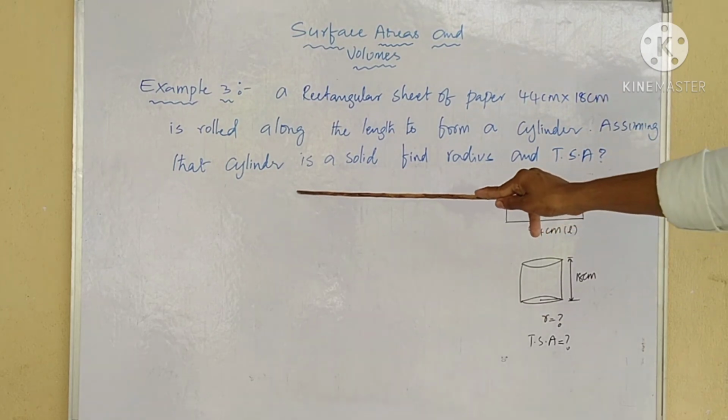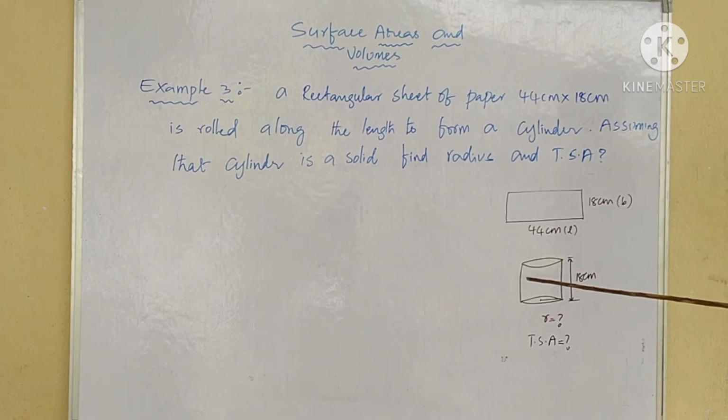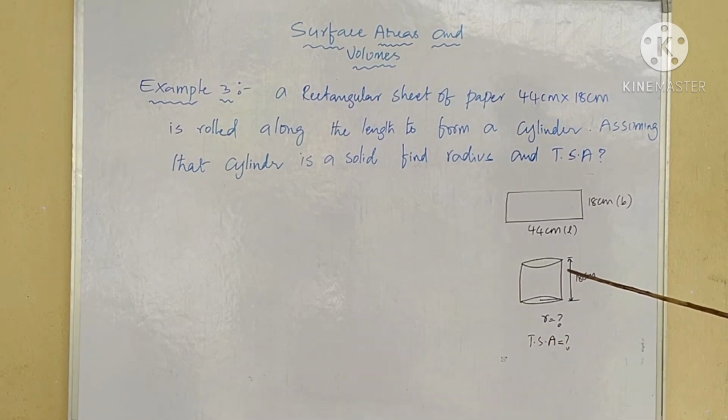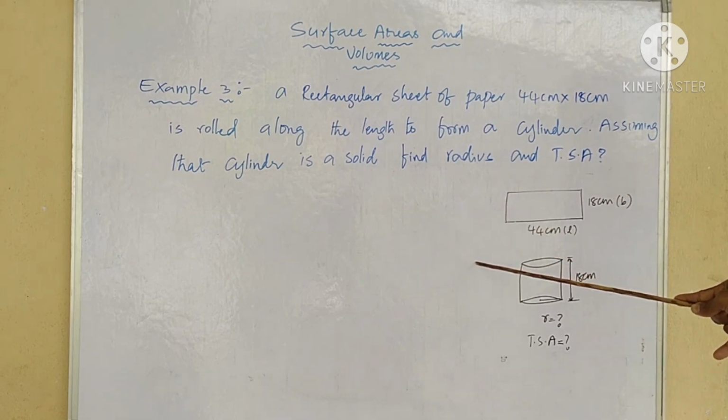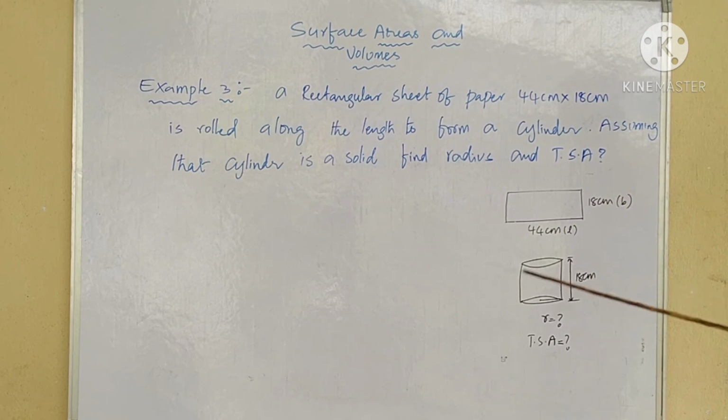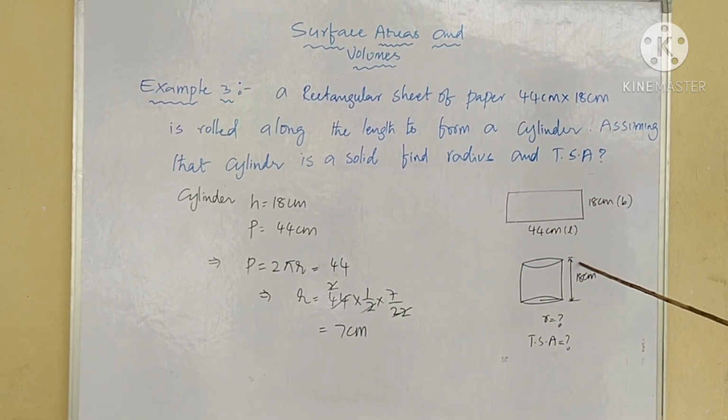Here, assume that the cylinder is a solid. The height of the cylinder is the breadth of the paper, so 18 centimeters. The length of the paper is the perimeter of the circular section. So here the breadth is 18 centimeters, the radius is a question mark, and the total surface area is also a question mark. The perimeter is given and the height of the cylinder is also given: height is 18 centimeters, perimeter is 44 centimeters.